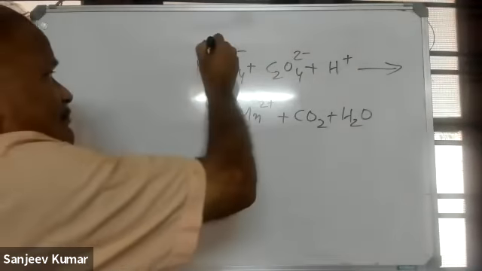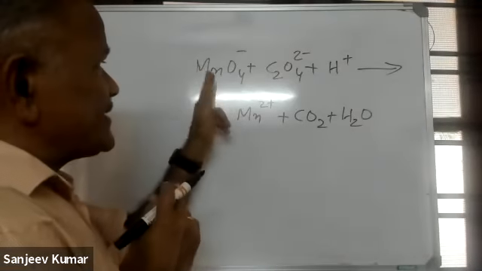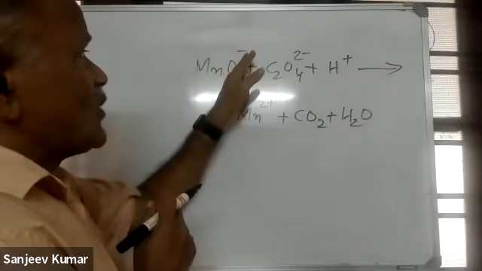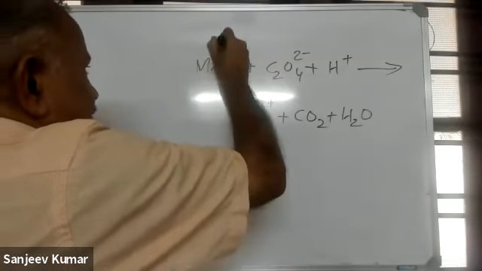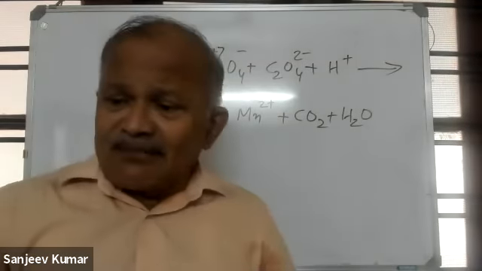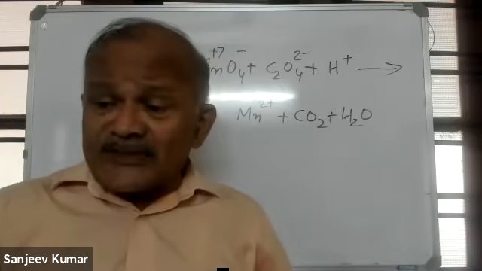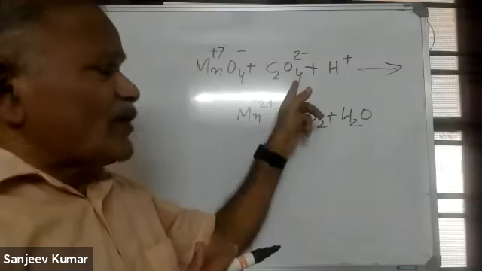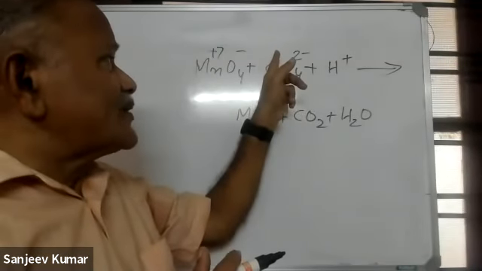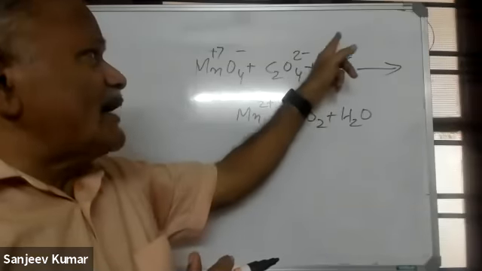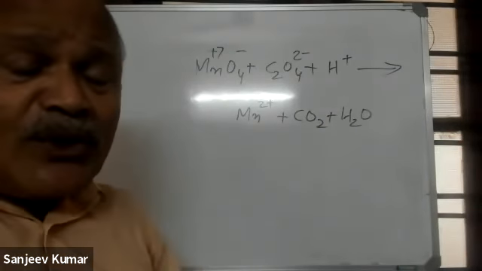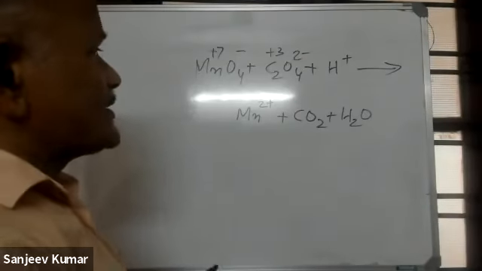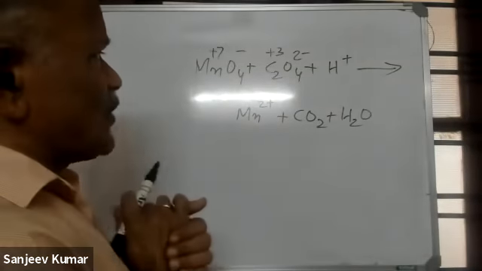First, you have to assign the oxidation number. In MnO4 minus, if x is the oxidation number of manganese, then x plus 4 into minus 2, that is minus 8, should be equal to minus 1, and therefore x is equal to plus 7 in permanganate ion. Manganese is in the plus 7 oxidation state. In C2O4 2 minus oxalate ion, O4 means minus 8 and for 2 carbon atoms, 2x minus 8 is equal to minus 2, therefore 2x is equal to 6, and x is equal to plus 3. That is, carbon is in the plus 3 oxidation state.